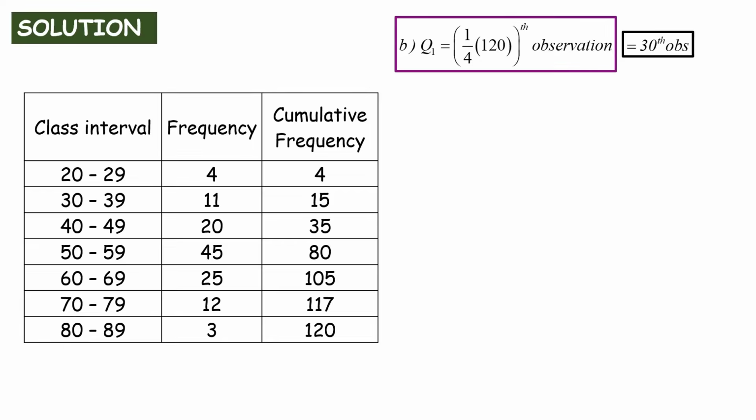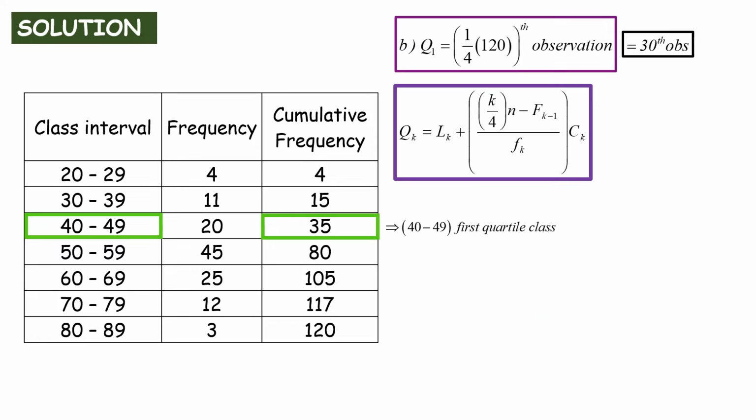The 30th observation can be found from the cumulative frequency. The 30th observation occurs at the 40 to 49 class. Therefore this is the first quartile class. Now let's check the formula of quartile of a grouped data. Similar to the median formula, we need to find the value of Lk, the lower boundary of the first quartile class. The lower boundary of the first quartile class is 39.5.